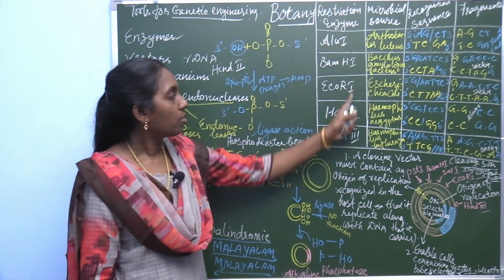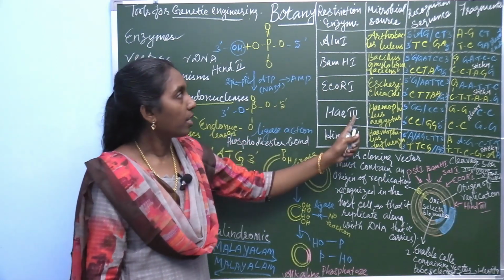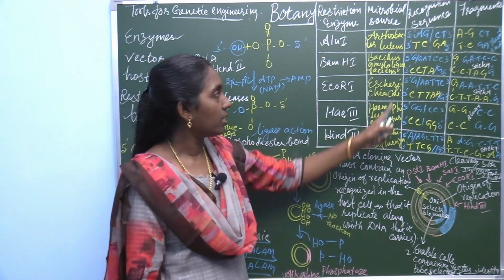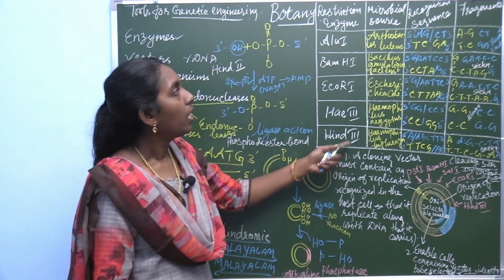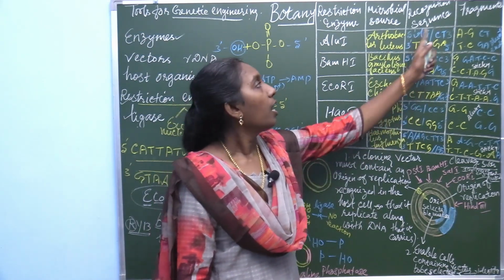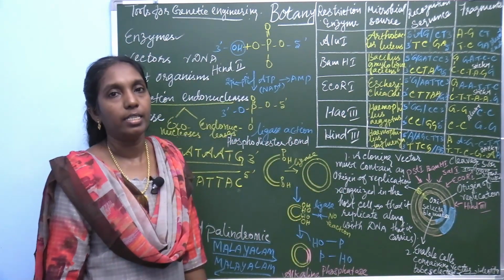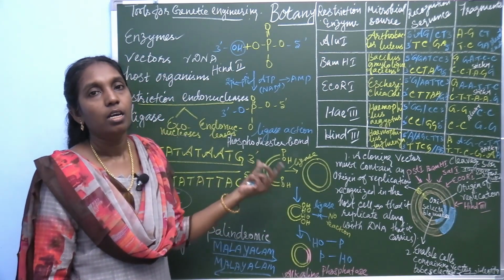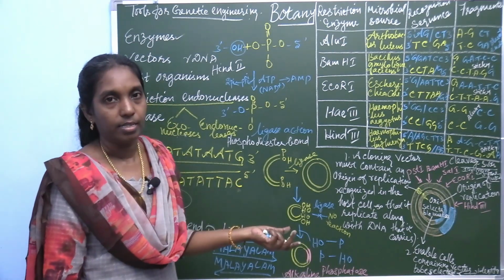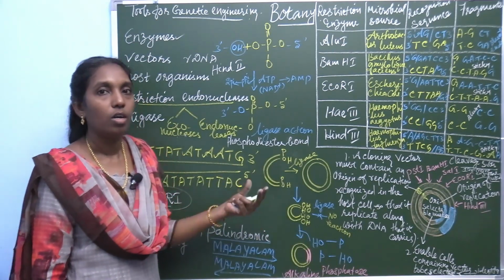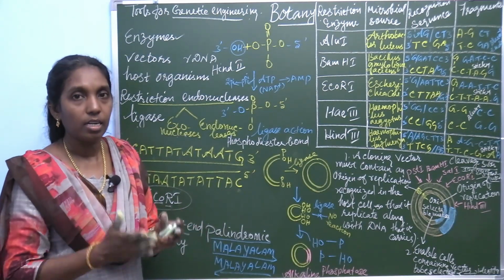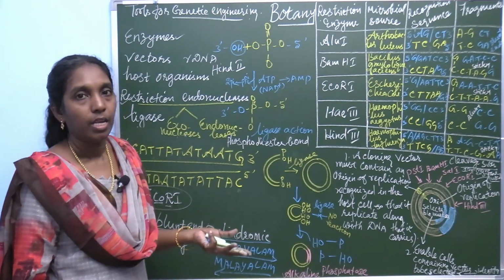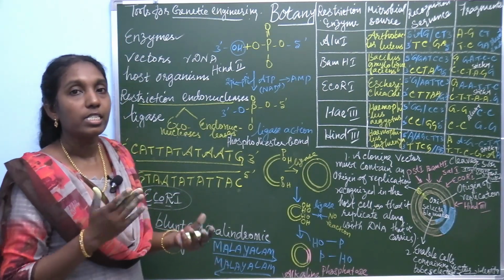So, name all this. First you learn the name of the enzyme and the source of the microbes, the source of the bacteria. This is the bacterial name, genus name and the species name, and which is the recognition site and what type of cut it makes. Based on this, what classification, either blunt end or sticky end. It cuts either in the center, blunt end, or on the surface, that is sticky ends.